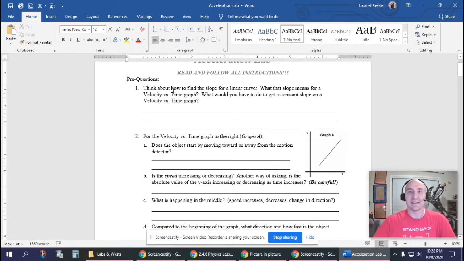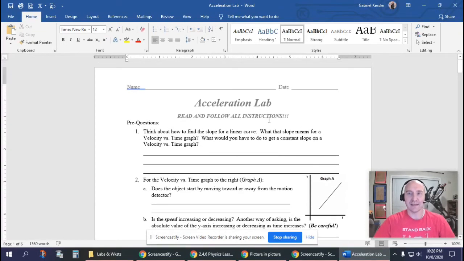For a velocity versus time graph, velocity is on the y-axis and time is on the x-axis. So rise over run is a change in velocity over time. And hopefully you understand that a constant slope on a velocity versus time graph is a constant change in velocity over time, which is what acceleration is, and that's the name of this lab.